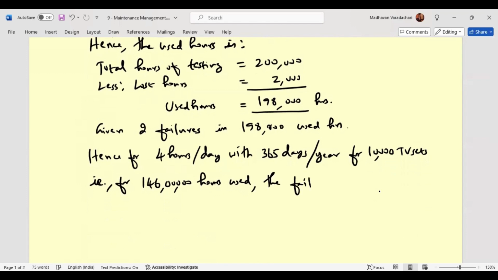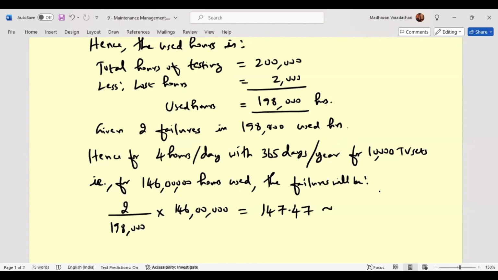The failures will be 2 divided by 198,000 multiplied by 146 with 5 zeros. So that will give you 147.47, which is approximated to 148 tubes.